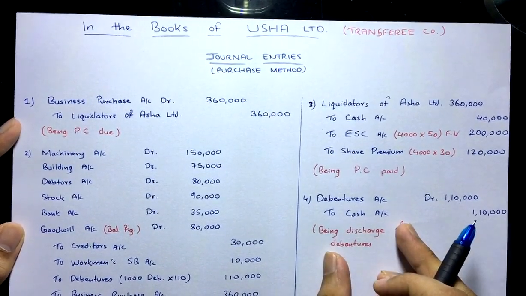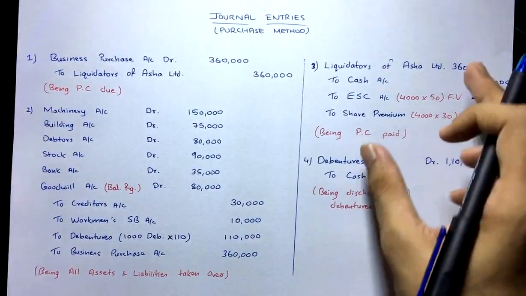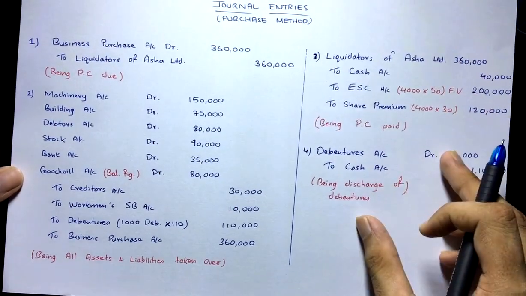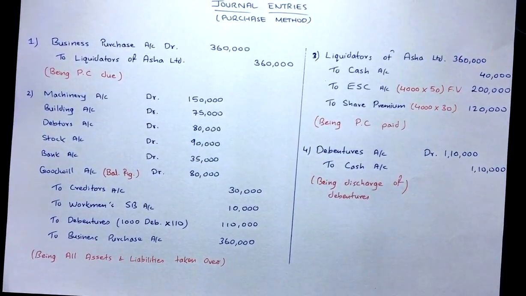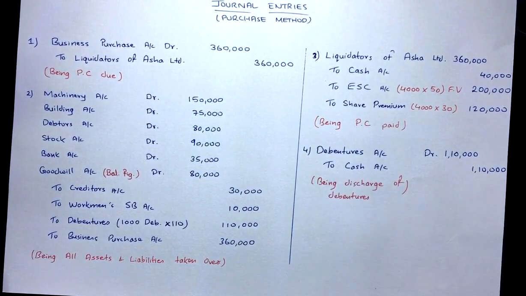Simple. Last is discharge of debentures. First PC due, taking over the assets and liabilities, then purchase consideration paid, and then at last discharge of debentures. This is an extra entry. It depends upon the question. If it is given in the question, you have to take that. Simple. So this is what you have to do.